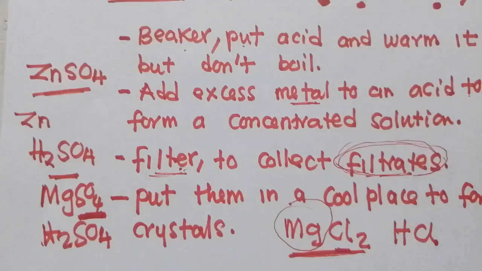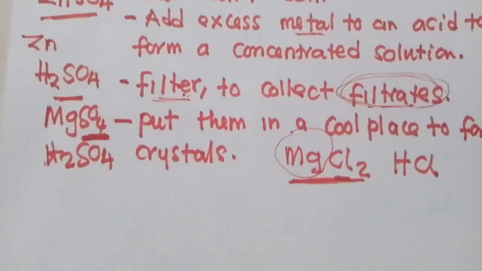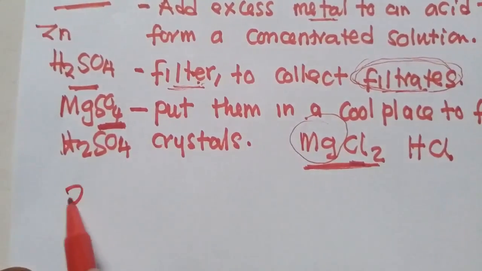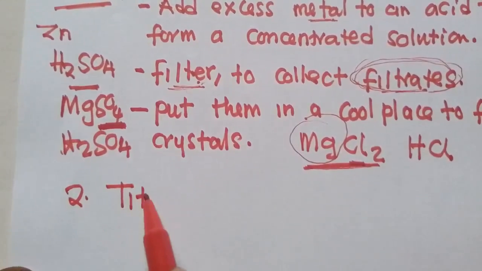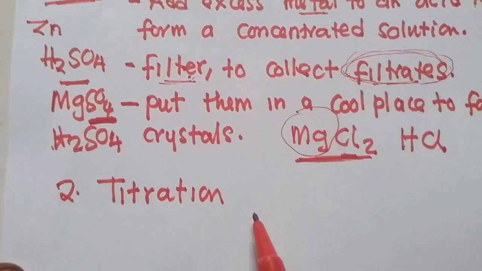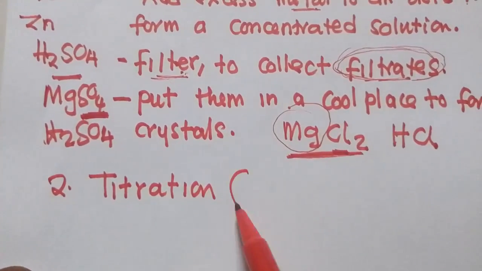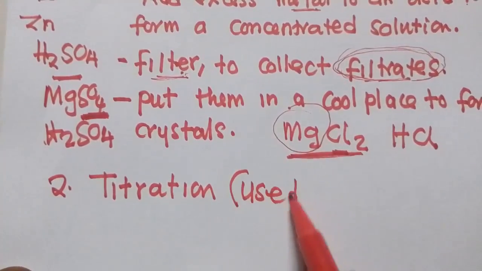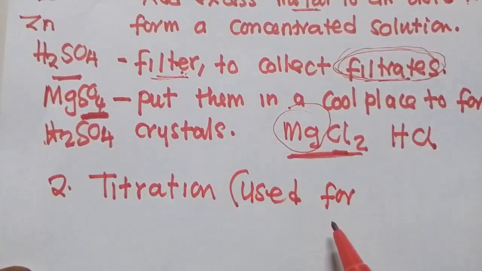The second one is titration. I believe we know how to titrate. So this is the second method, for titration. Titration is used whenever you are preparing what?